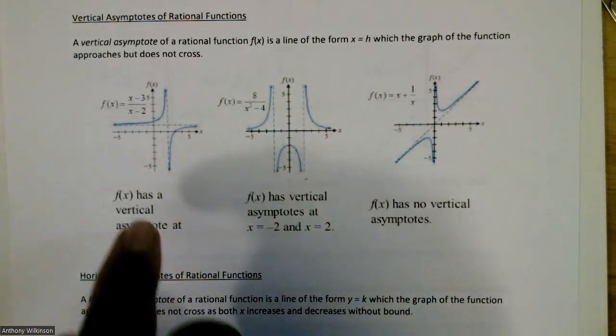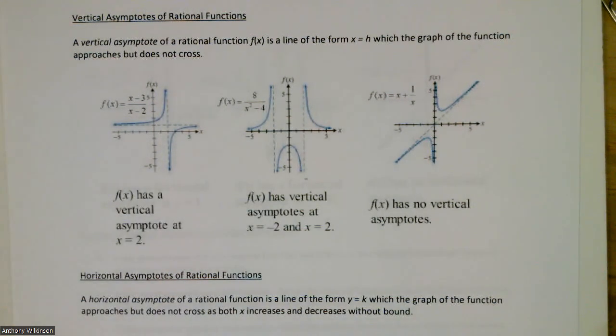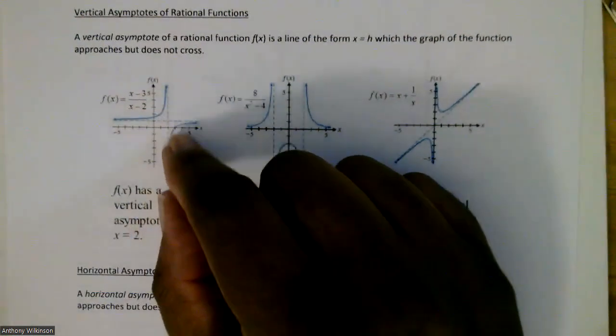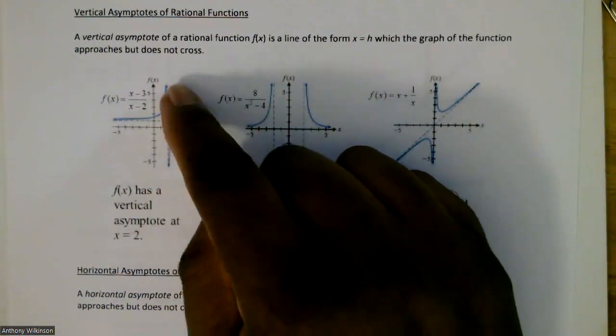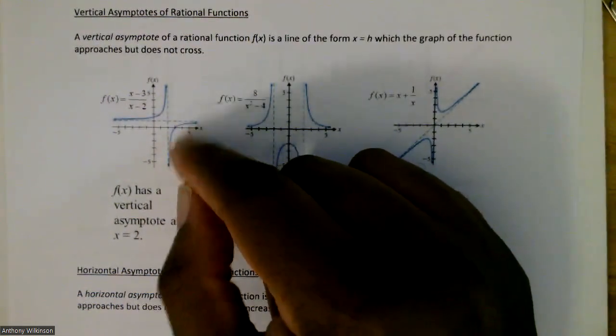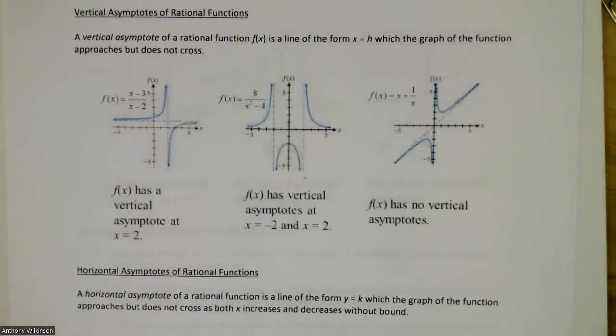Okay, so here's some illustrations of just that. In this first graph, you'll see that f of x has a vertical asymptote at x is equal to 2. Here's that vertical dotted line going through the x-axis at 2. You'll see that the graph gets closer and closer to your vertical asymptote, but it will never cross that vertical asymptote.